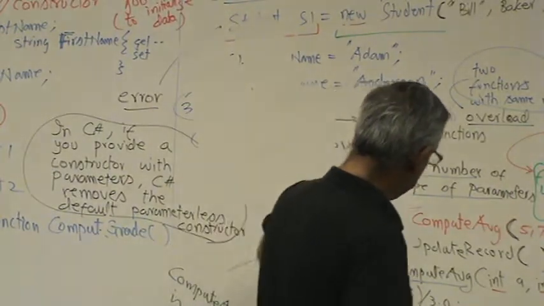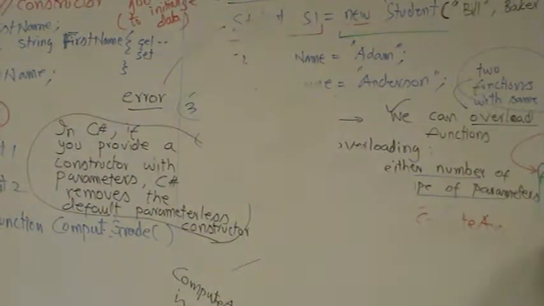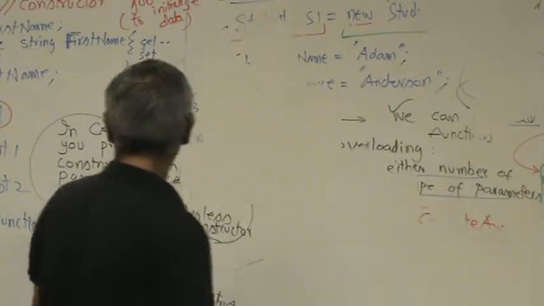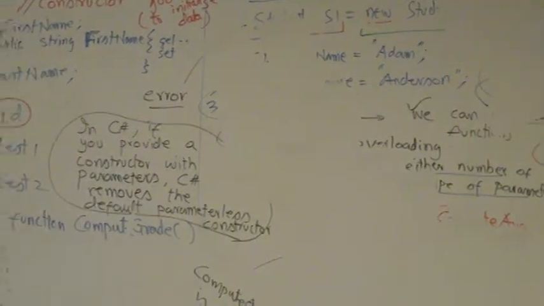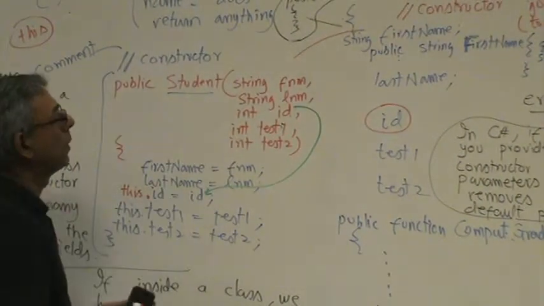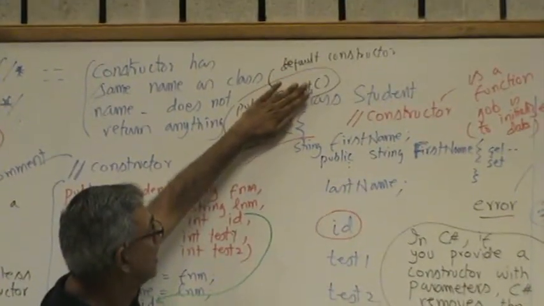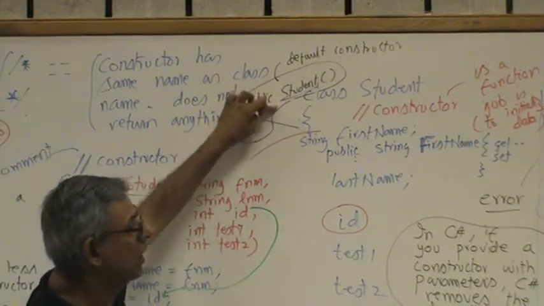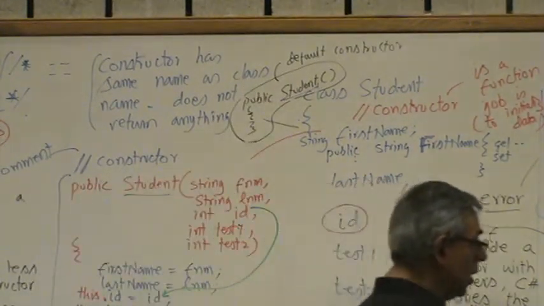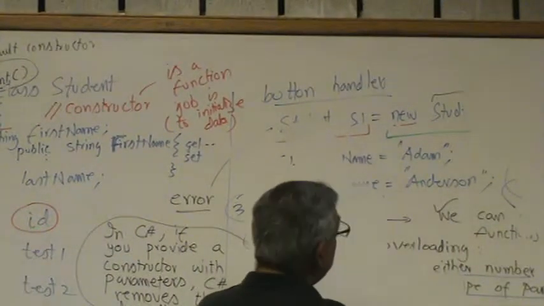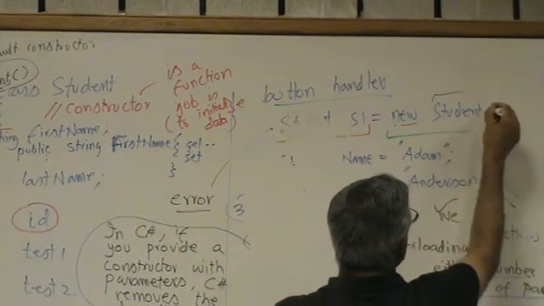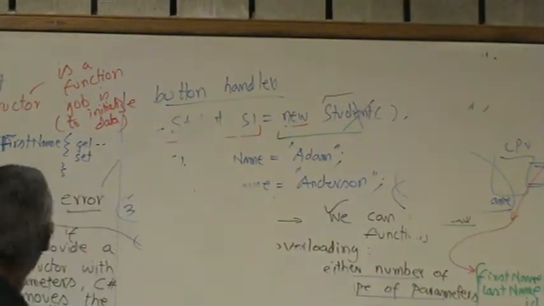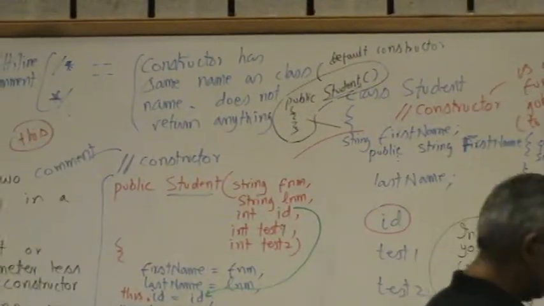Now let me give you a few more concepts. Also remember this part that I talked about. As soon as you provide a constructor with parameters, what will C# do? It removes the automatic constructor that it gives to us. So you have to now type it. Otherwise, if you try to create a student with blank parameters, it will give you an error message. If you have both of them, then it will be okay.